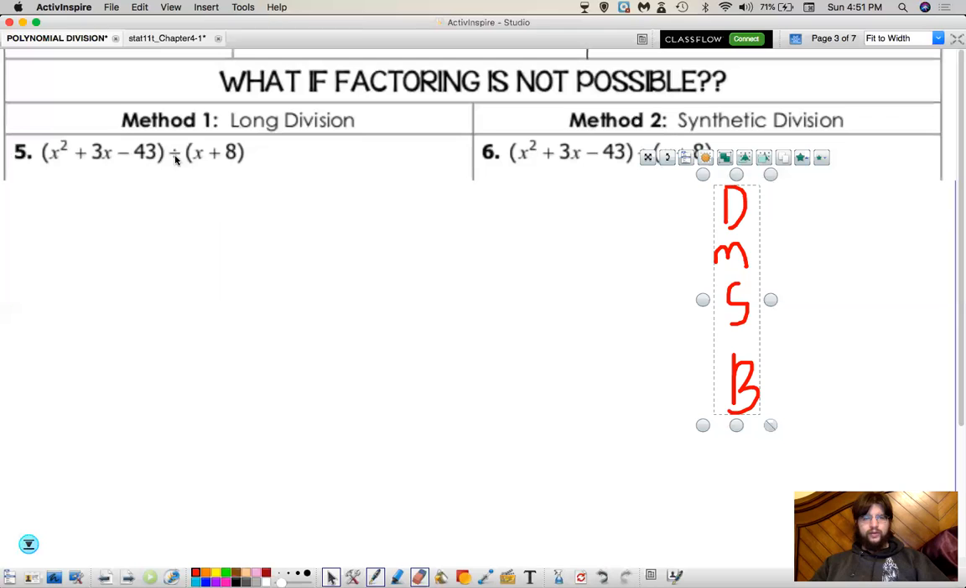So let's rewrite this. Let's rewrite our division statement with the long division symbol. So our divisor goes out front. That's plus 8. You can put it in parentheses or not, whatever.